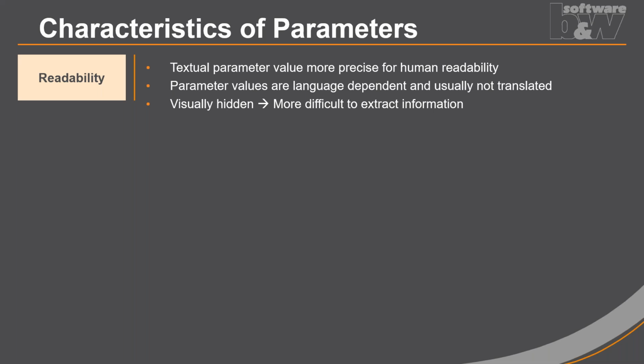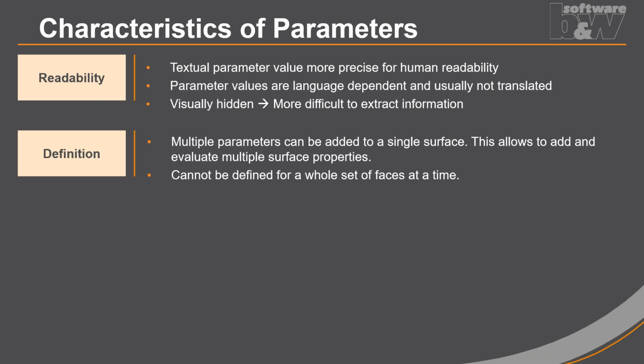But parameter values are language dependent and usually not translated. So that's a hurdle that you have with the readability. And as you have seen already, they're visually hidden, and it's a lot more difficult to extract this information. Well, about the definition of parameters, you can add a lot of parameters to a single surface. You can only apply a single color to a surface, or you have to build multiple appearance states. So this is a real advantage because this allows you to add and evaluate multiple surface properties at the same time.